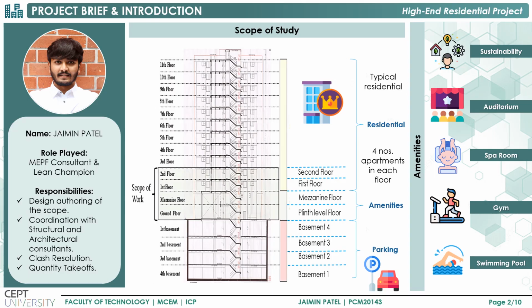Starting with the project brief, so the Waterfall is located at Bhopal, Ahmedabad. It consists of 4 basements for parking, ground floor and mezzanine floor for the amenities as mentioned, and 11 floors for the residents. The project cost is about 100 crore and it is an item rate contract. And the plot area is 4200 square meter.